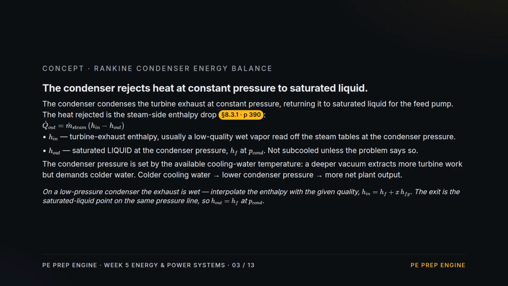One system insight: the condenser pressure is set by the cooling water temperature. Colder water means a deeper vacuum, more turbine work, and more net plant output.